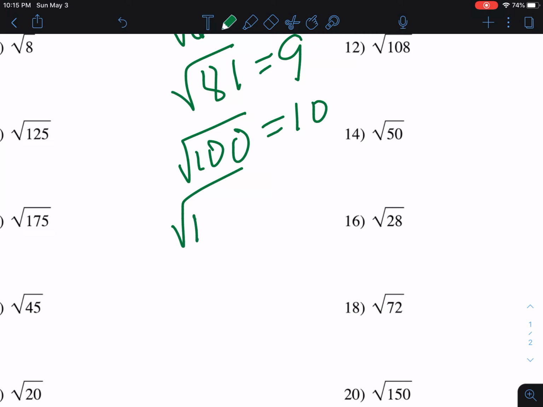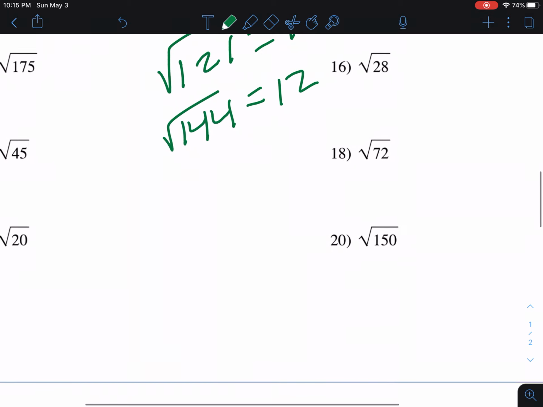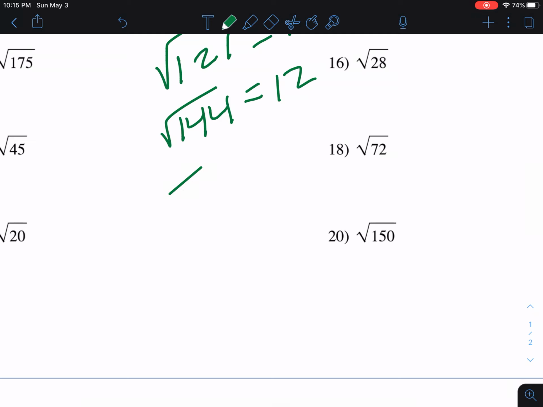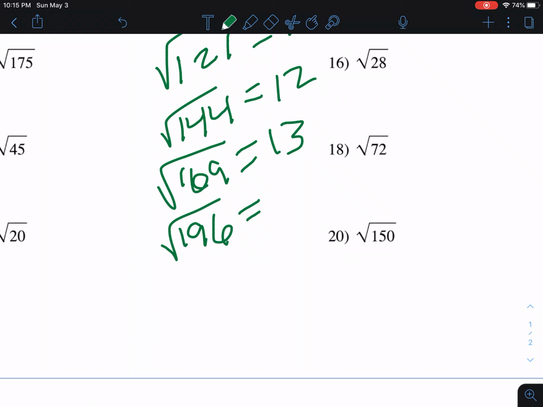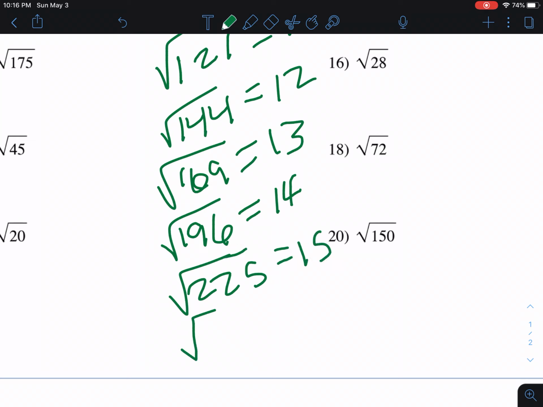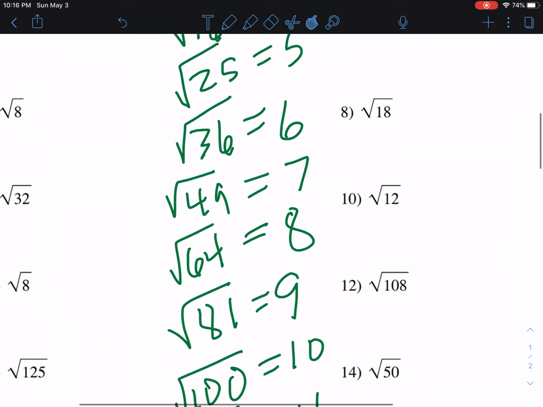Square root of 121 is 11. Square root of 144 is 12. Square root of 169 is 13. Square root of 196 is 14. Square root of 225 is 15, and that should be good enough for us for today. But this is a list that we can refer back to as we go through and simplify these. We're going to use this today to help us estimate square roots.